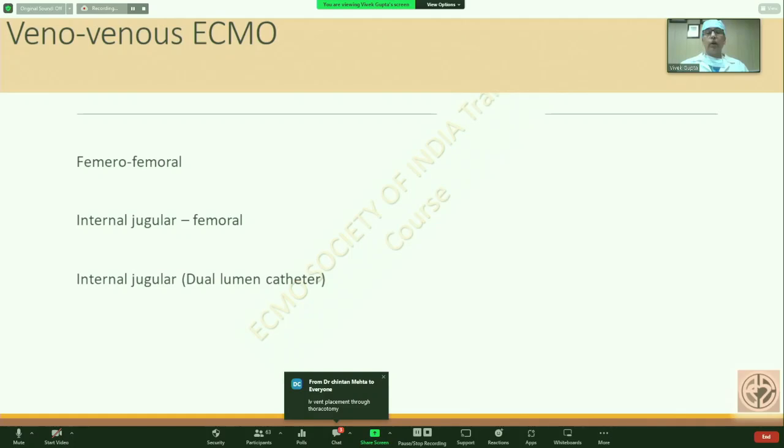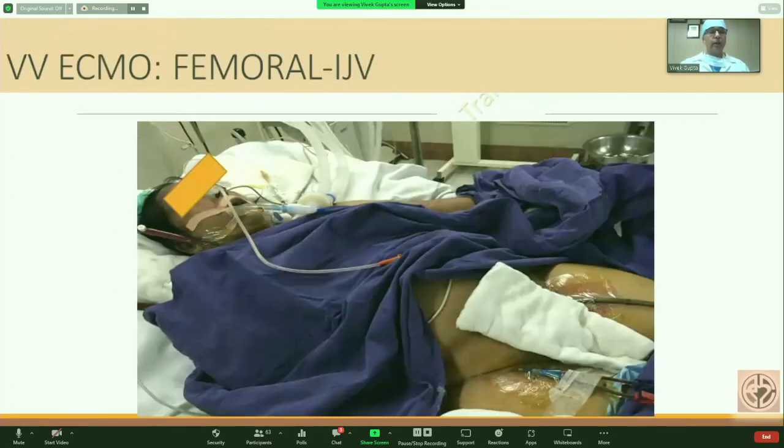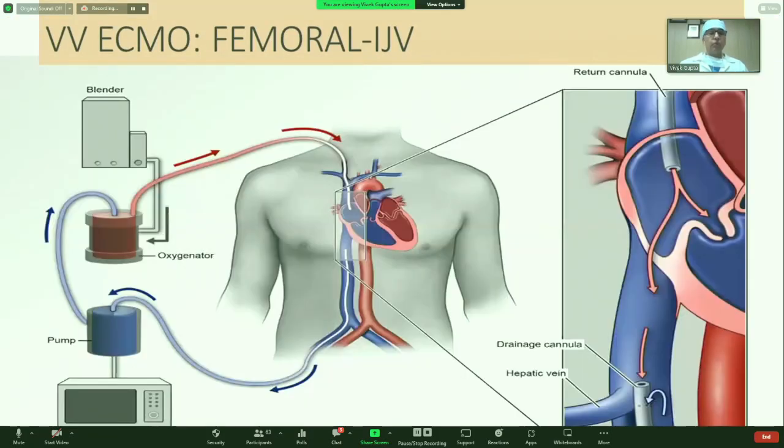So you can use only the internal jugular vein as a single access, which will be useful for access as well as for the return of the oxygenated blood. So this is a femoro-jugular combination. You can see we are using the left femoral vein for access and oxygenated blood is being returned to the patient in the right internal jugular vein. This is one of the most common combinations because there is a minimal risk of recirculation. So this is how it goes. This is the access.